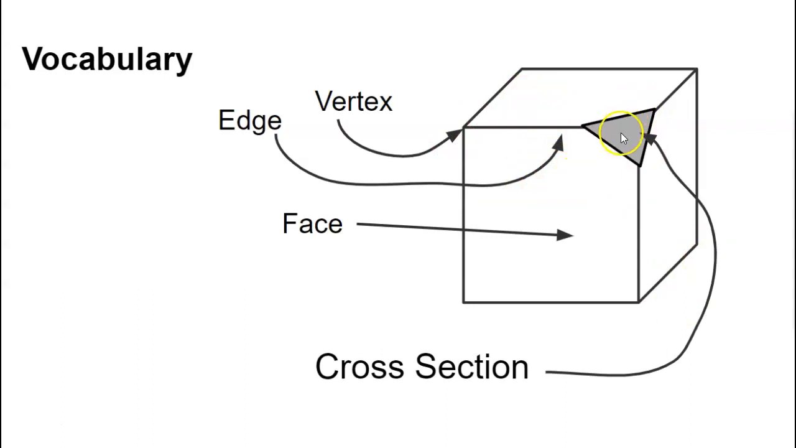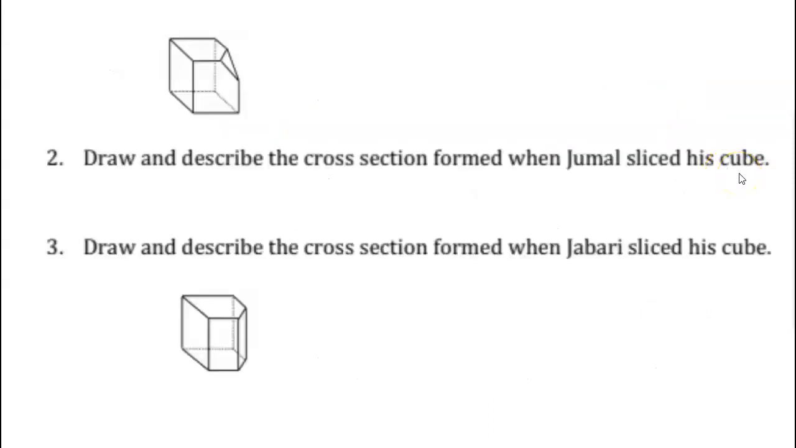And a cross-section, as the paper mentioned, is where a plane intersects a three-dimensional object. Some people like to think of cross-sections as where you cut a three-dimensional object. In fact, in the activity, it was talking about how the boys had cut their clay cube with a piece of dental floss. And so they're actually left with a cross-section that they could look at. Now, draw and describe the cross-section formed when Jamal sliced his cube.